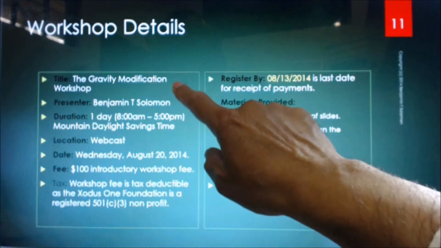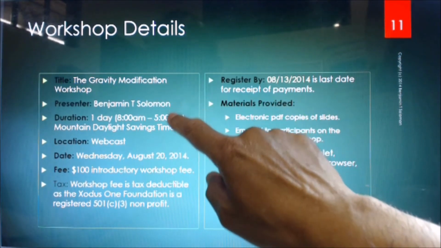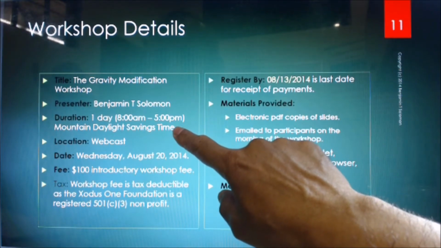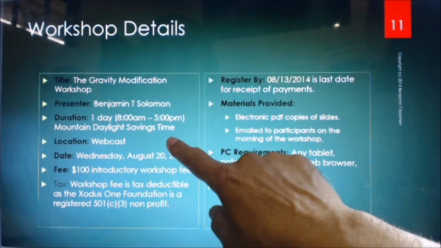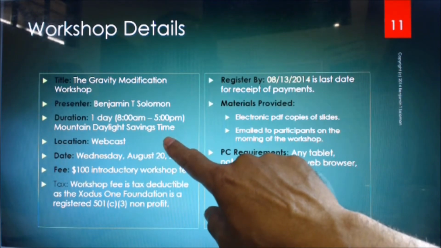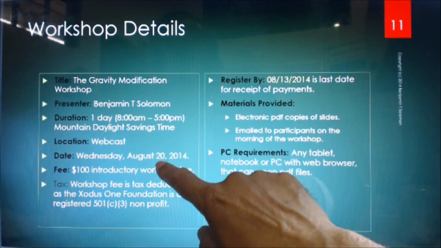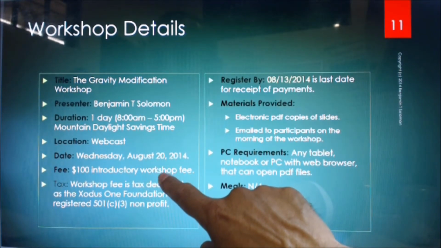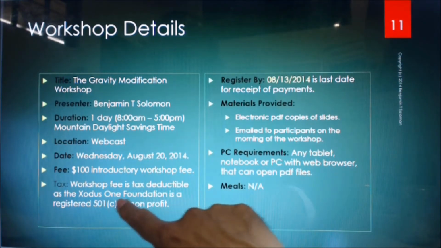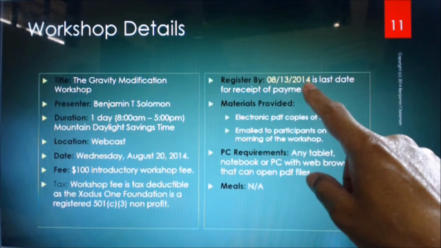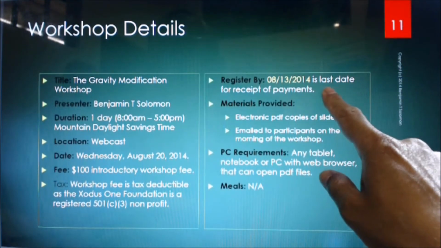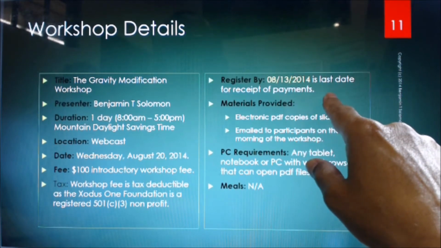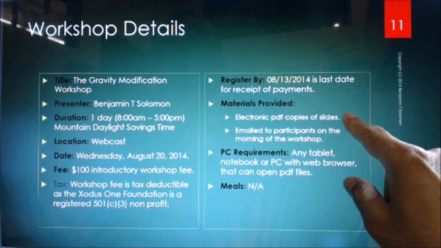Workshop detail, title is Gravity Modification Workshop. I'm the presenter. 8 AM Mountain Daylight Savings Time, which is the time in Colorado. Webcast, so you can watch it from your own PC. You can participate from your own PC. Date is Wednesday, August 20th, 2014. $100 introductory fee for the workshop, and tax deductible because it's coming through the Exodus One Foundation. If you are based in the US, if you are watching this from the US, you have to register by August 13th because I need to know how many people will be attending. I have to make resources available.